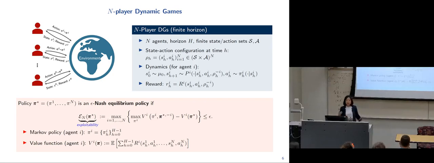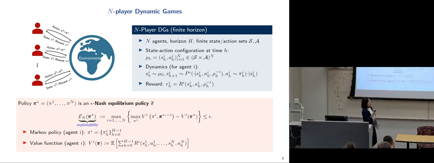A natural solution concept here is the so-called Nash equilibrium. By Nash equilibrium, we say that no agent has any incentive to deviate from the current strategy or policy. In other words, no agent can really exploit others by single-handedly deviating from its own current policy.